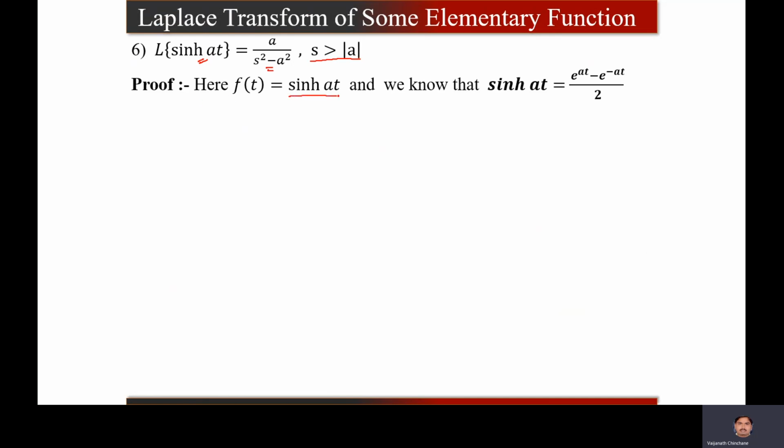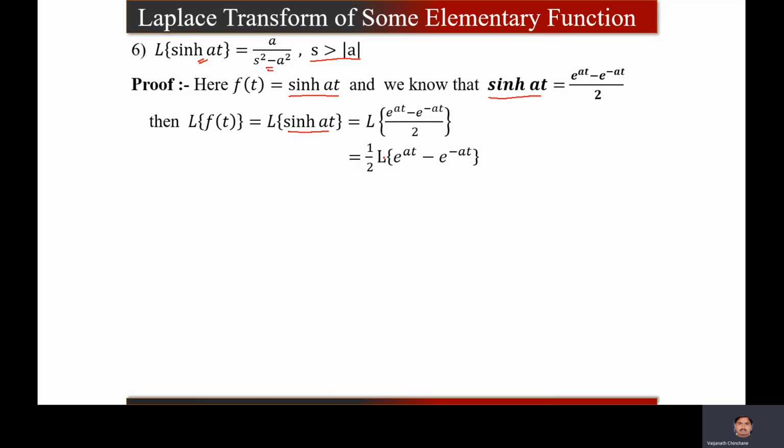Now here f of t is equal to sin hyperbolic at, and we know that sin hyperbolic at is equal to e raised to at minus e raised to minus at divided by 2, this formula. And again Laplace of f of t, means Laplace of sin hyperbolic at, that will be equal to 1 by 2 taken outside, Laplace of this. We separate the Laplace because of the linear property of Laplace transform, which will be learned in the next lecture. So 1 by 2 L of e raised to at minus e raised to minus at, but some time before we have seen L of e raised to at is equal to 1 upon s minus a, and L of e raised to minus at is equal to 1 upon s plus a.